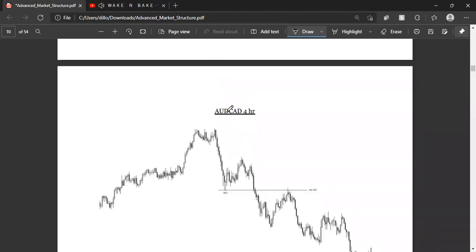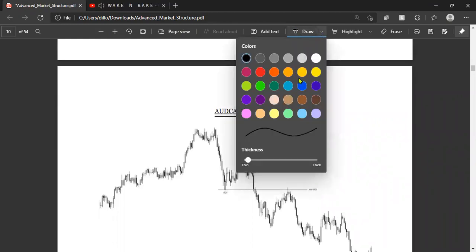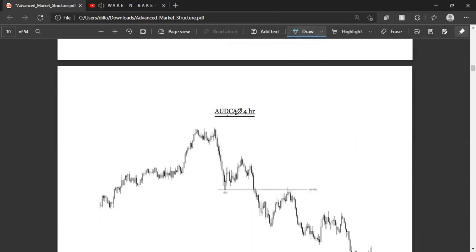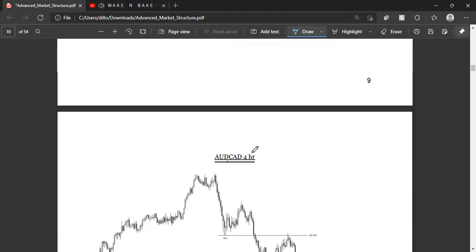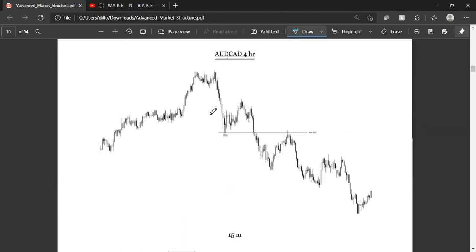Okay, so next example, AUD CAD on the 4-hour time frame here. We'll switch color again. AUD CAD on the 4-hour time frame. So what do we see, right? Here we had a strong push to the downside, maybe rejecting from a higher time frame supply zone.